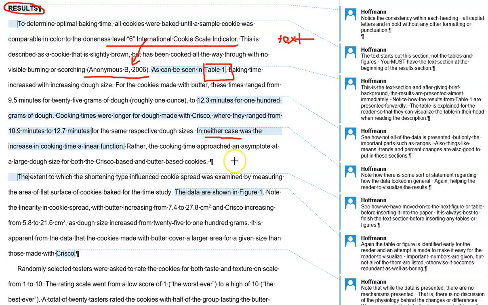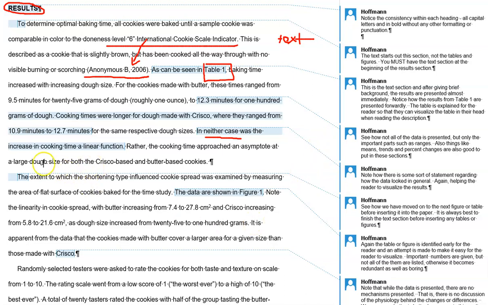And so as the cookie sizes got bigger and bigger, the amount of extra cooking time was not needed. So as an example, a 50-gram thing of dough was not twice as long as a 25-gram thing of dough, and so on. It took longer, but it wasn't directly proportional, and so that's what that's kind of saying.